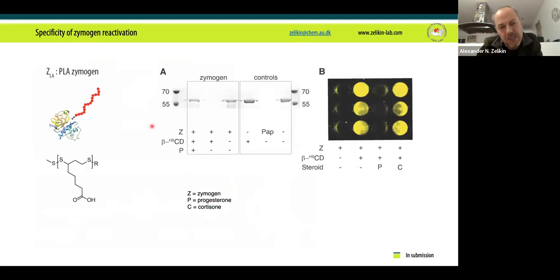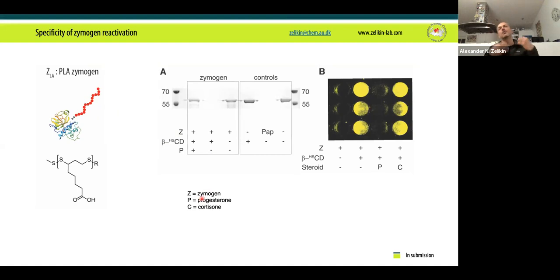The presence of polydisulfide also opened up an opportunity for us to engineer specificity of reactivation. After all, disulfide chemistry is absolutely fantastic. It's bioorthogonal, it's biorelevant, but it's promiscuous with regards to the thiols that perform disulfide exchange. How can we make it specific? Well, we engineered a zymogen where this lipoic acid polymer has affinity to the activator. It's a thiolated beta-cyclodextrin. And in that case, only in the presence of this beta-cyclodextrin at a very low concentration do we actually reactivate the enzyme.